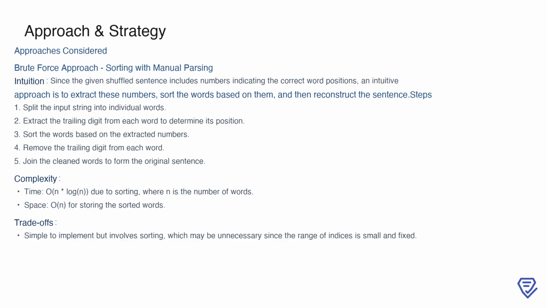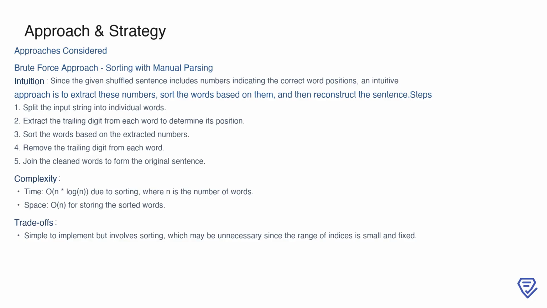Next, we sort the words based on these extracted positions. After sorting, we remove the trailing digit from each word to clean it up. Finally, the clean words are joined together in the correct order to form the original sentence. While this method is straightforward, it has a time complexity of O(n log n), due to the sorting step, where n is the number of words.